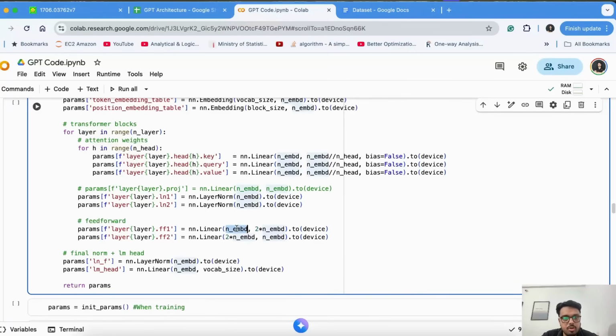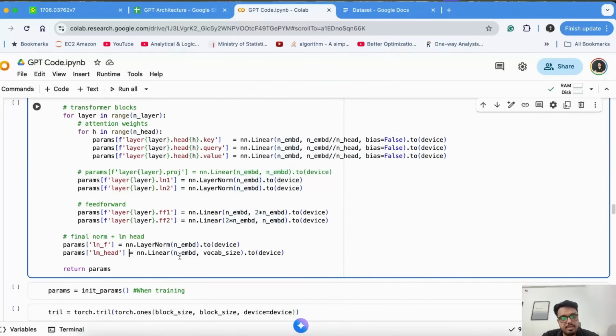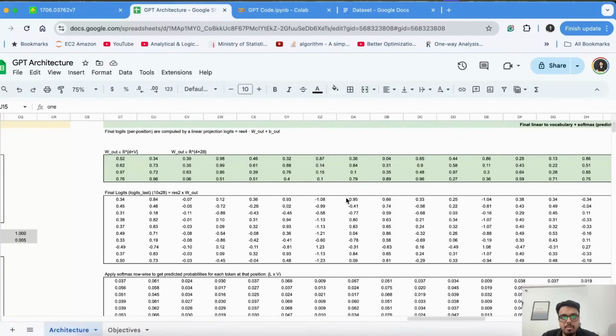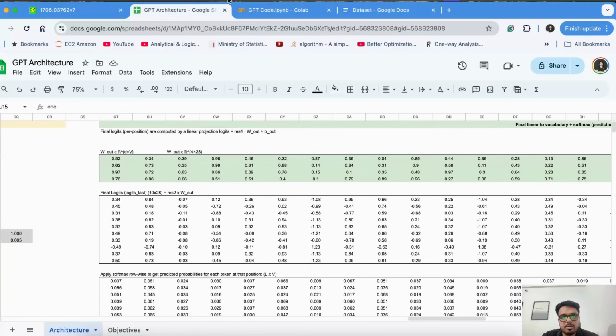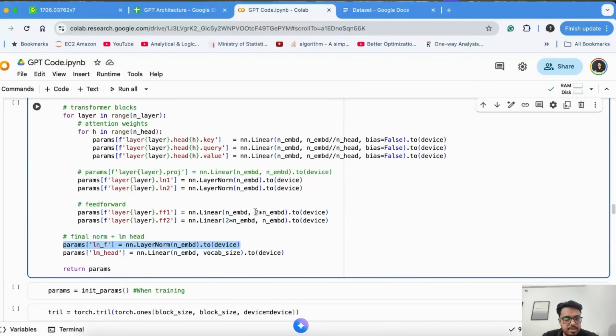n embeddings is 4, so 4 cross 8 and then 8 cross 4. These are the weights for the two weight matrices that we are going to define. And then there is a final layer normalization that we will be doing. I think that is something we have not done over here, but you can assume that there is also a final layer normalization that happens after all the feed forward and attention layers are covered.